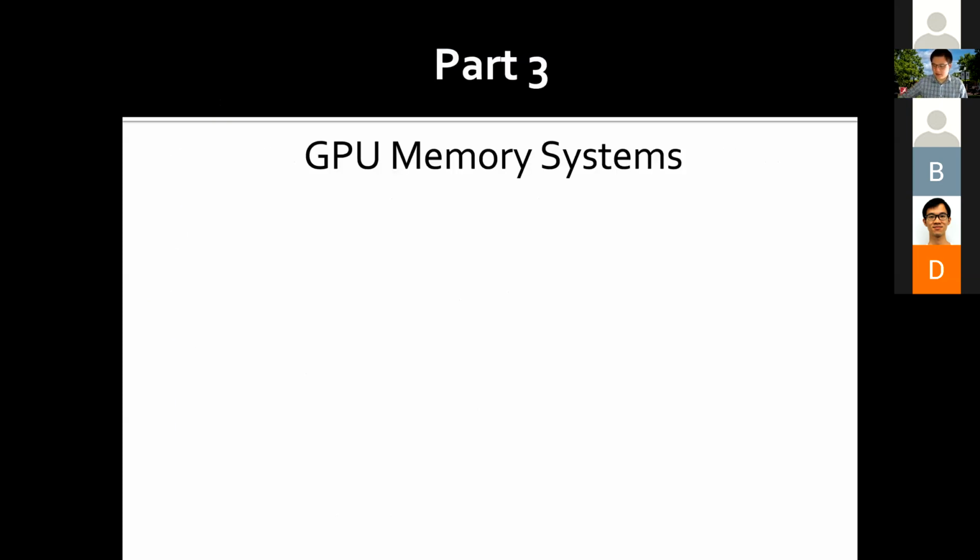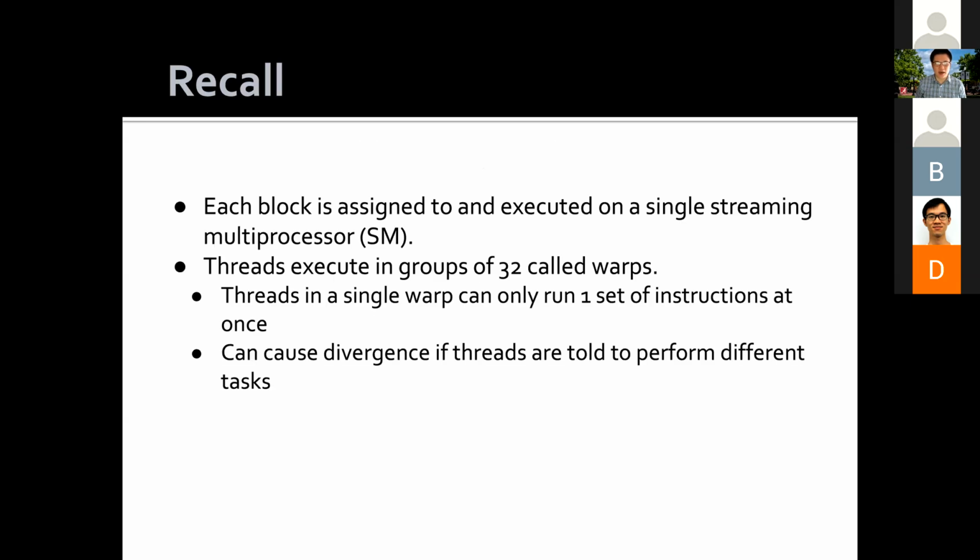Let me quickly start with part 3 and introduce the GPU memory system. Why is this important? Because, as I mentioned before, the GPU is an architecture designed for high throughput computation. The CPU is low latency, the GPU is high throughput. How to utilize the GPU's features is about how you utilize the different levels of the memory system. As I mentioned, we have the shared memory, the global memory, L1 cache, and L2 cache. Think of it as something related to the CPU, but the throughput is much higher than the CPU.